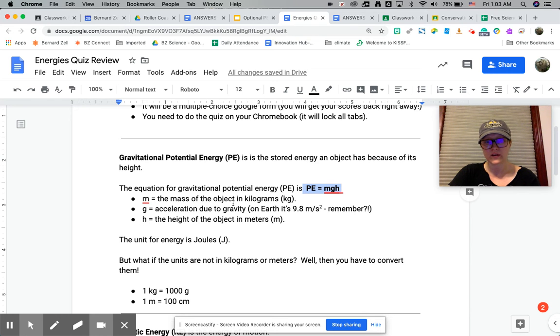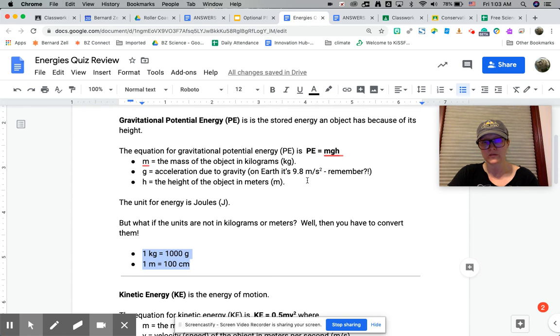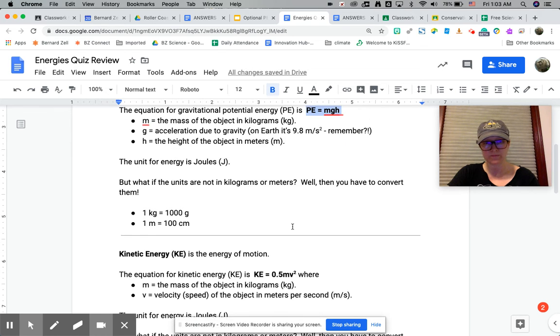I will give you these numbers. I'll give you the mass, I'll write the 9.8 number down in case you don't remember it, and I will give you the height in the problem. Please remember to always have your units there, joules. But what if the units are not in kilograms or meters? Then you'll have to convert them. I will also include this on the quiz as well. So the only thing you have to memorize is this equation right here. The rest of the stuff I will give you.